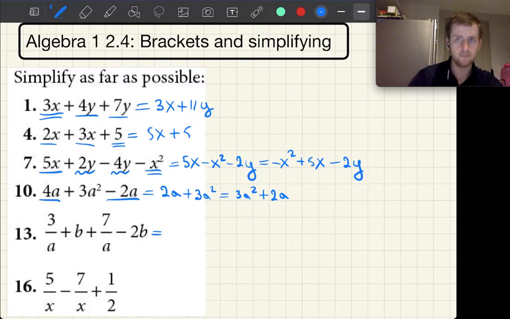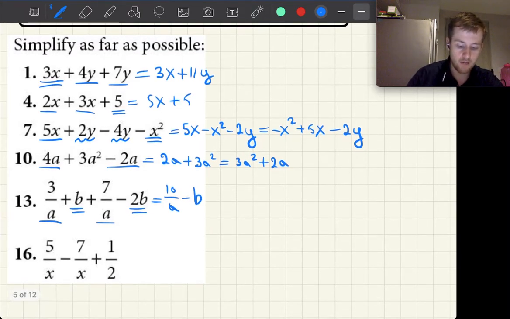Next one, here we have fractions, which look actually kind of scary. But remember, they have the same denominator, so nothing that scary actually. A here and a here, so it's the same entity. 3 over a plus 7 over a gives us 10 over a. And then we have b and minus 2b, so b minus 2b equals minus b after all.